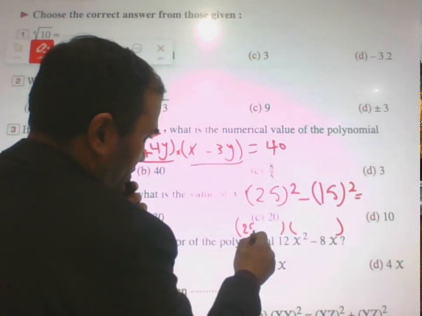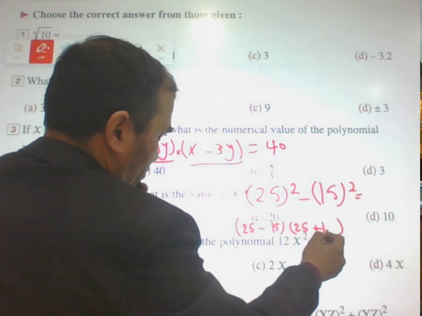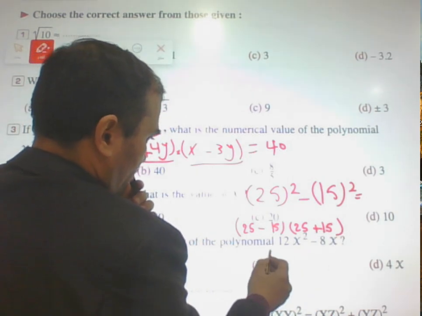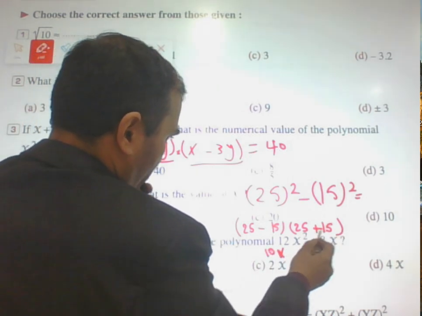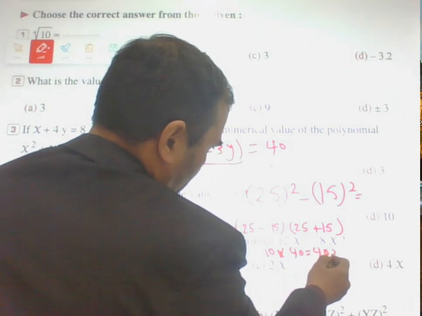25 power 2 means 25 times 25. Write negative and positive, and write 15 and 15. 25 minus 15 equals 10, and 25 plus 15 equals 40. 40 times 10 will be 400.